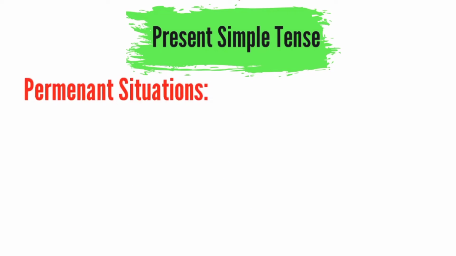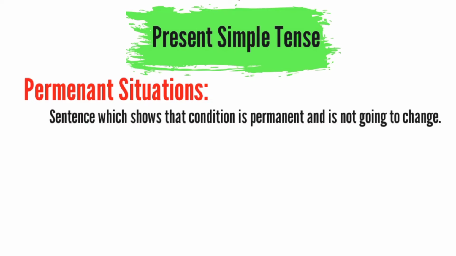Let's discuss the second way of using present simple tense, that is a permanent situation. A permanent situation is something which is not going to change. Anything which is not temporary, rather is permanent and will never be changed. We use this condition in present simple tense while showing them. Let's show a few examples for a clearer understanding.